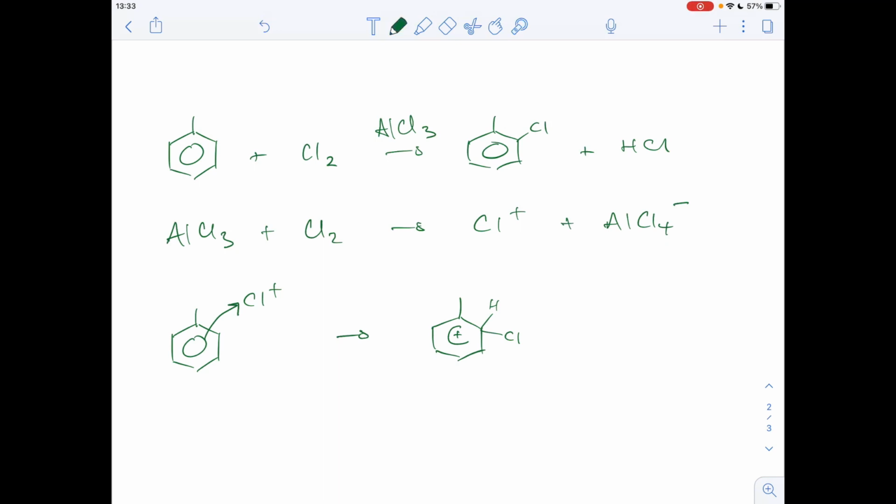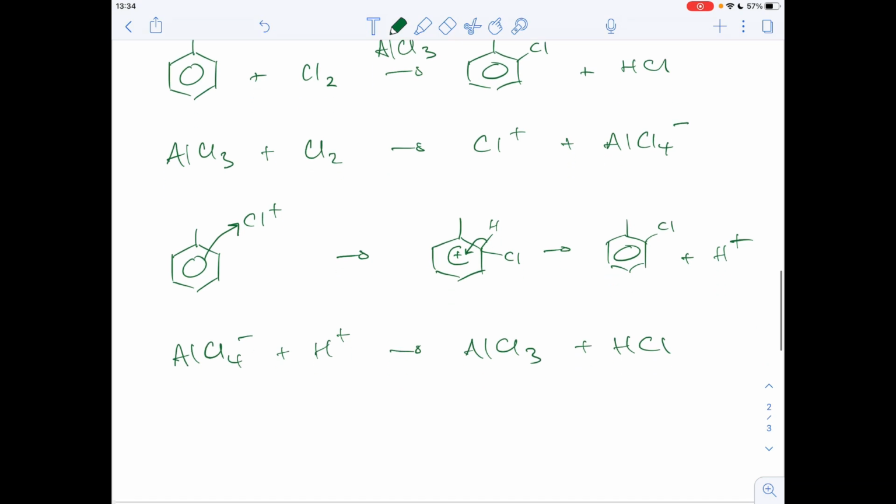So we do that by a pair of electrons going back in to reform the pi electron cloud, and that's going to generate the product. So we get that. The hydrogen is now an H plus ion. And then the final thing is to reform that catalyst. So we take the AlCl4 minus ion, the H plus ion we've just made, and it reforms the AlCl3, and we get the other product of the reaction, HCl. And this mechanism is electrophilic substitution.